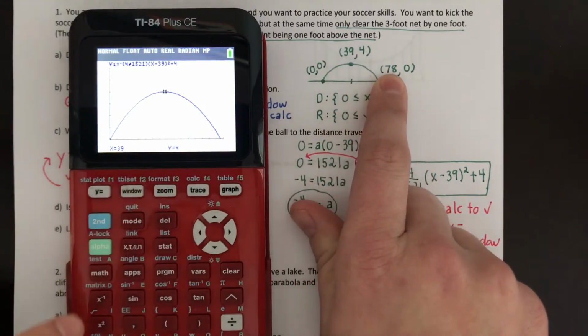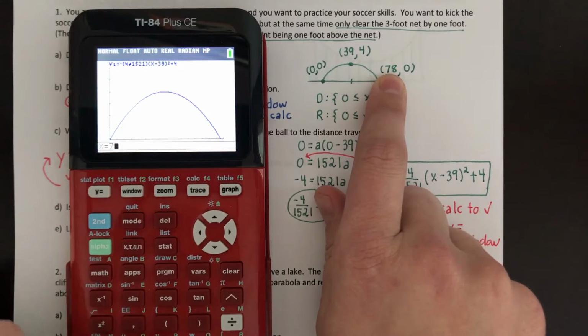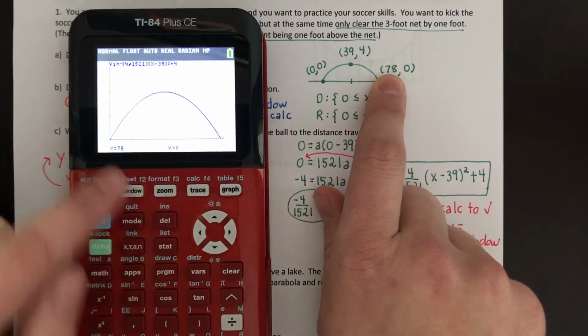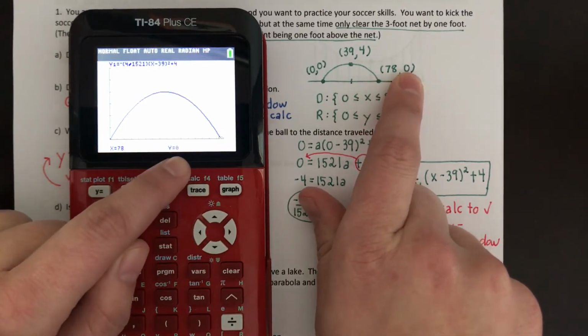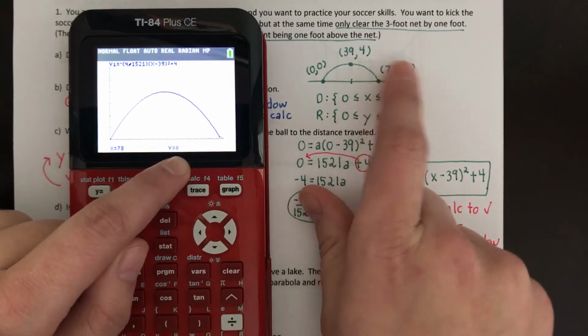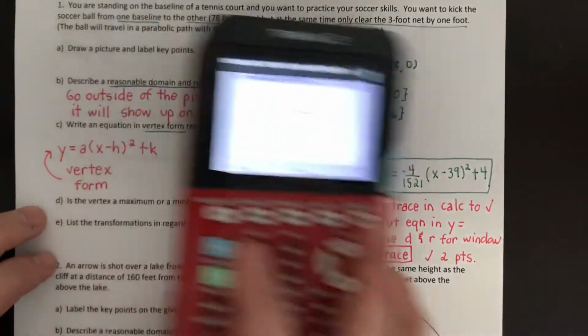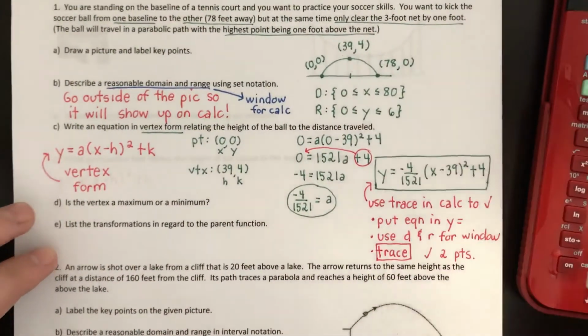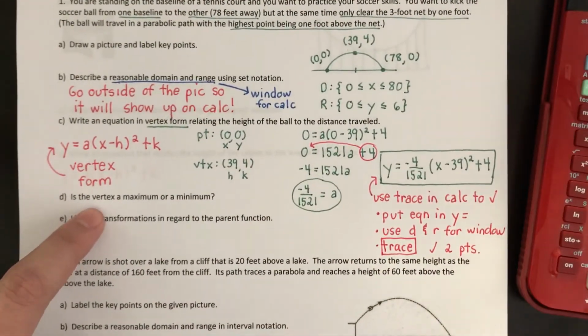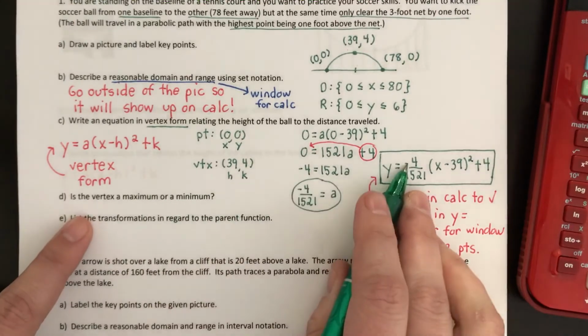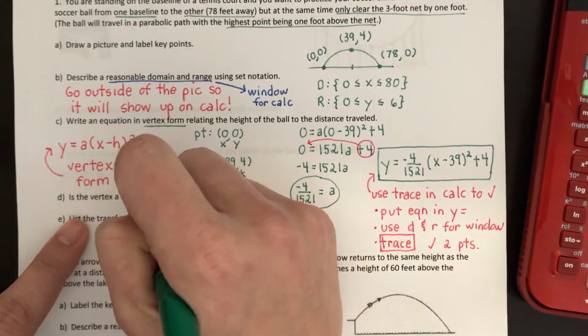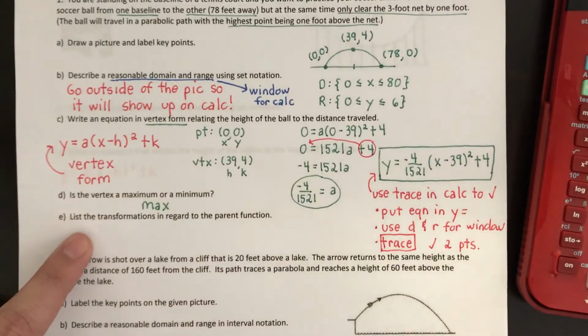So then I don't need to hit trace again, I'll just hit 78, enter, and look at that, 0 comes up as the y value. So if my points are matching up with the trace key, then my equation must be right. So my equation's right, so then I can answer my next 2 questions. Is the vertex a max or a min? Well, that's easy. It's a max because that a value is negative.